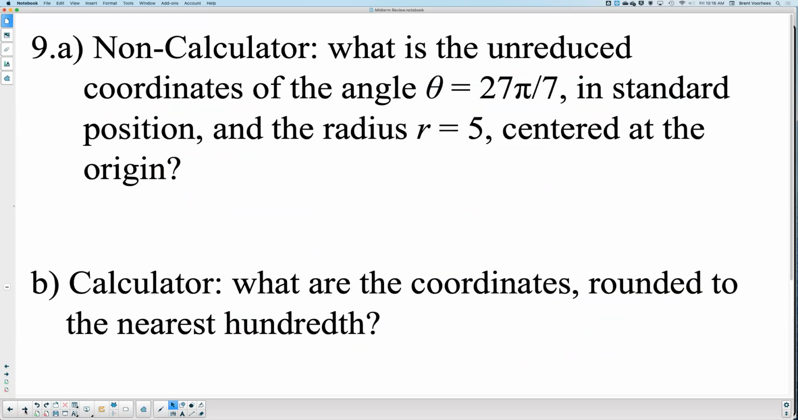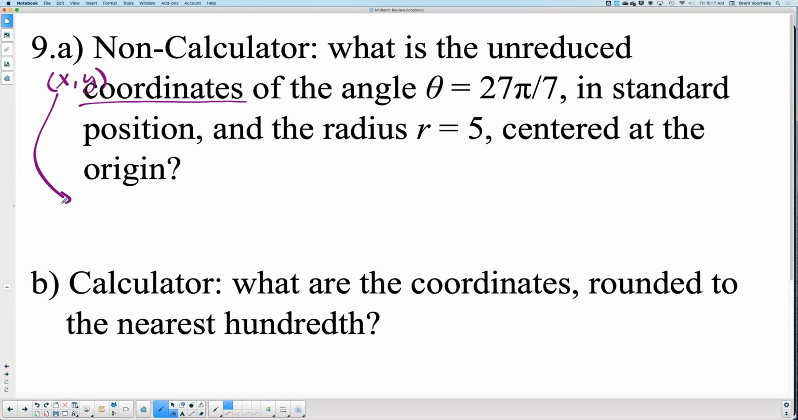Okay, we're about to get into the calculator. What are the unreduced coordinates of the angle theta equals 27 pi over 7 in standard position and the radius 5 centered at the origin? Kind of alluded to this earlier. It wants to know the coordinates. When I say coordinates, what are we wanting? X and Y.